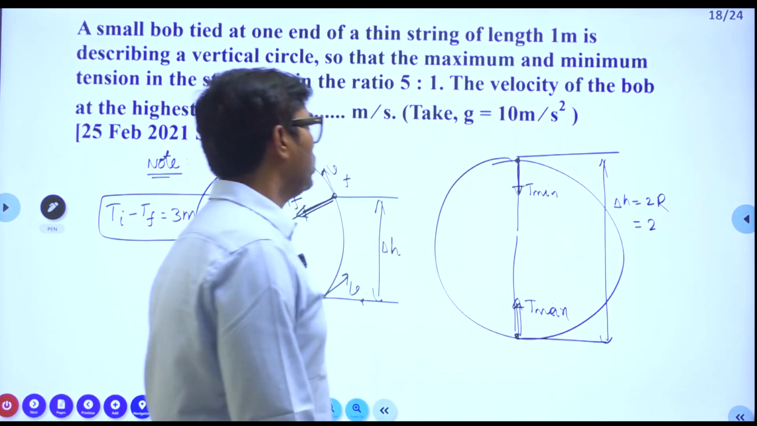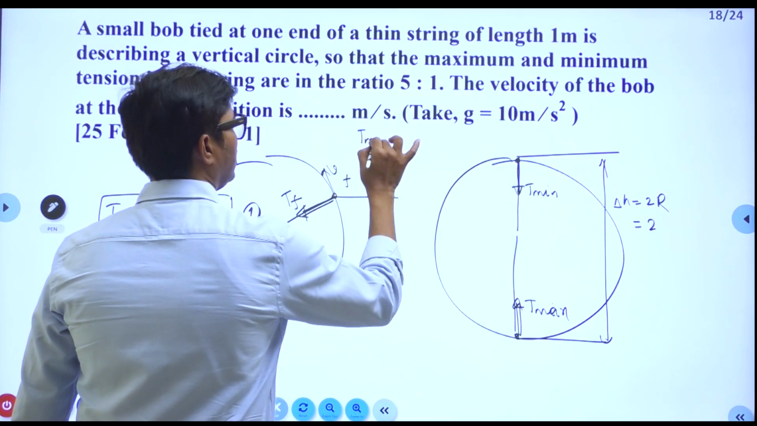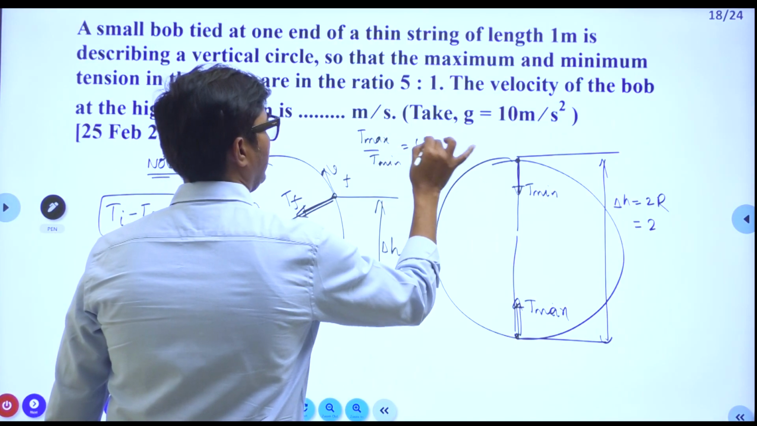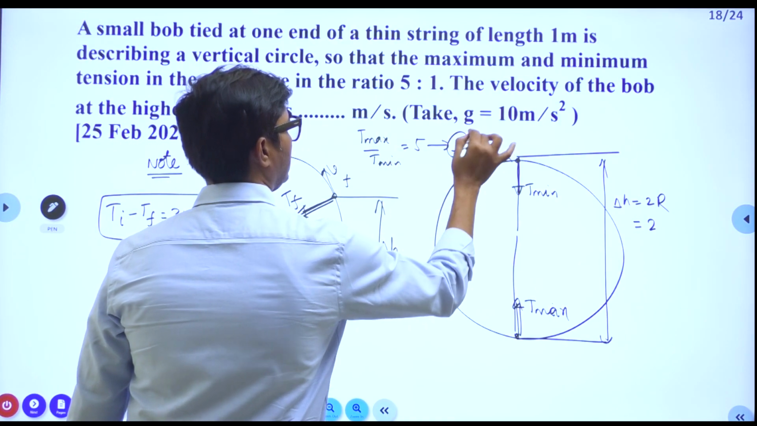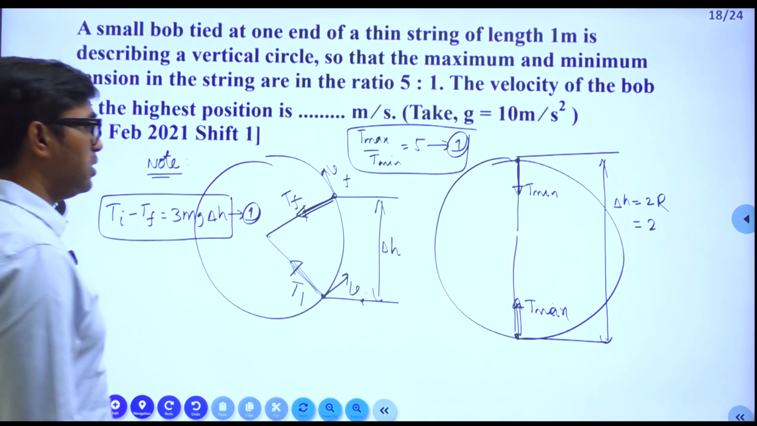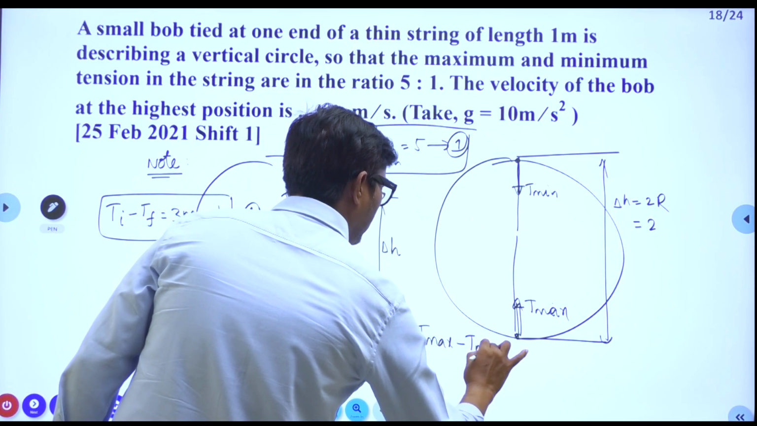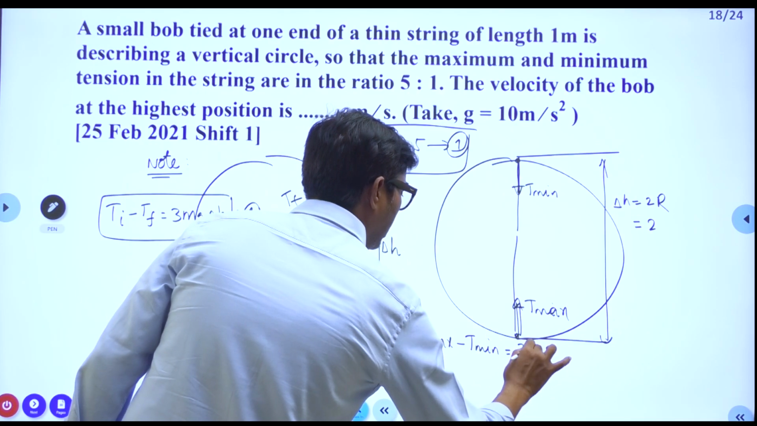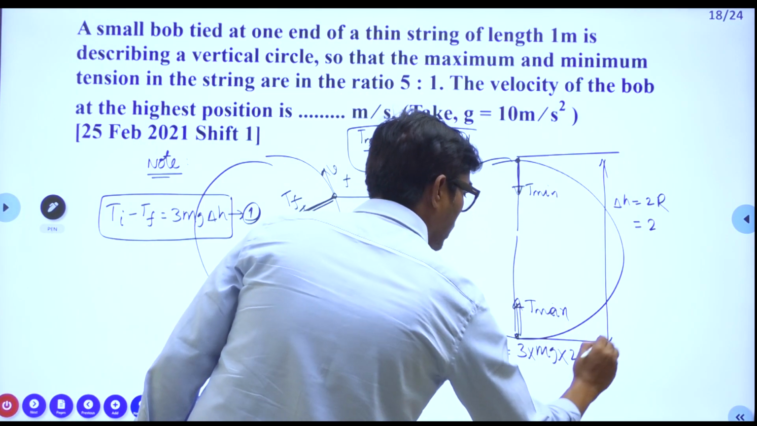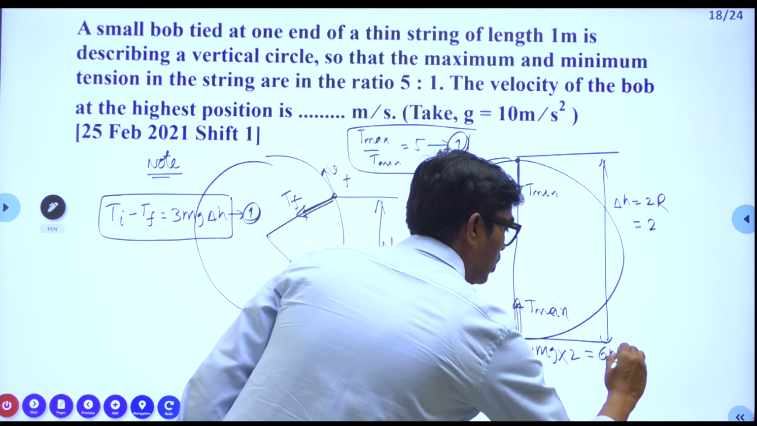Very good. Now they said that the ratio of the tensions. Okay. So T max by T minimum equal to 5. That is given. This is what they had given. Now from this equation I can get one more relation. What is that? T max minus T minimum equal to 3 into mg into delta h. Delta h is 2. 6 mg. So this is the second equation, you have it.